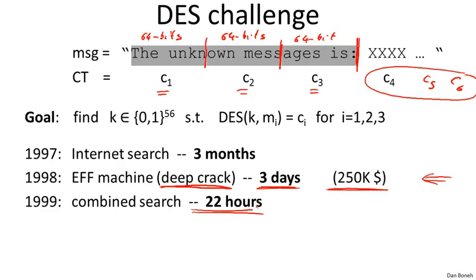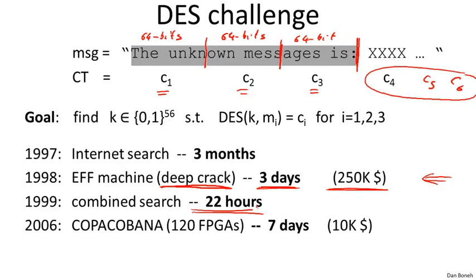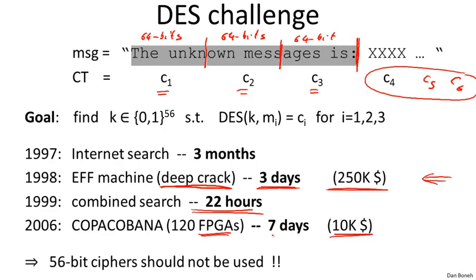And just kind of a final nail in the coffin, as hardware technology improved, there was another project called Copacabana. They used FPGAs, just off-the-shelf FPGAs, only 120 FPGAs. It only cost $10,000, and they were able to do an exhaustive key search in about 7 days. So very, very cheap hardware, just off the shelf. You can break DES already very quickly. So the lesson from all this is essentially 56-bit ciphers are totally dead.